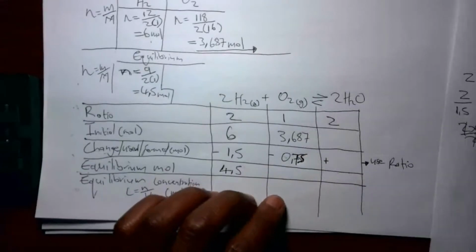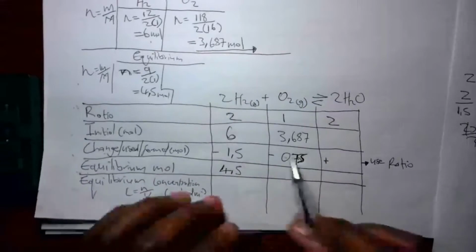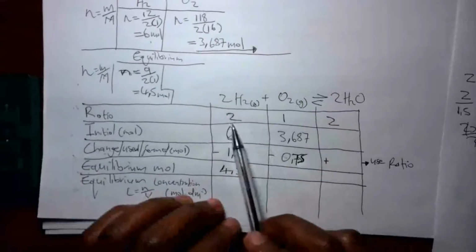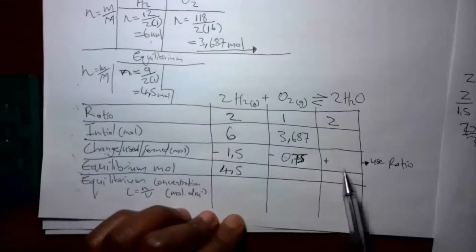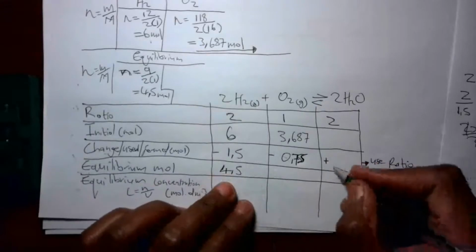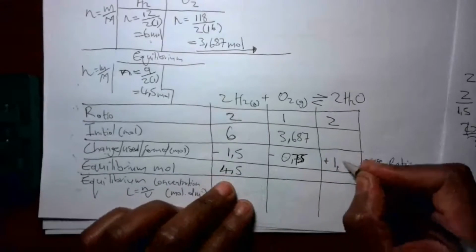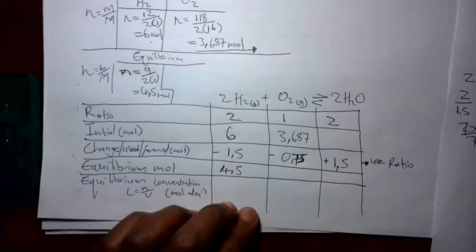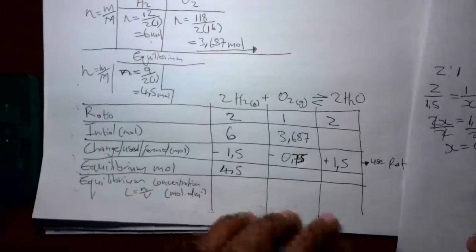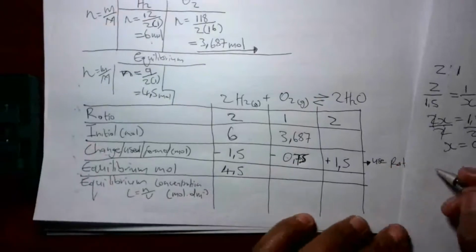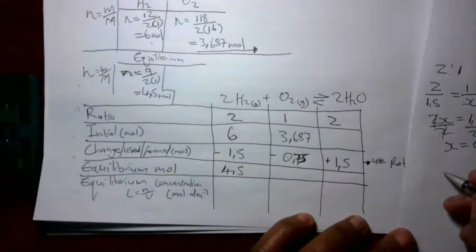0,75. Okay, so now because these ratios are the same, 2 is to 2, we're going to get the same thing as that here. So this is also going to be 1,5. This is also going to be 1,5. Or if you want to check it, you can check it by doing the same ratio that we used here.